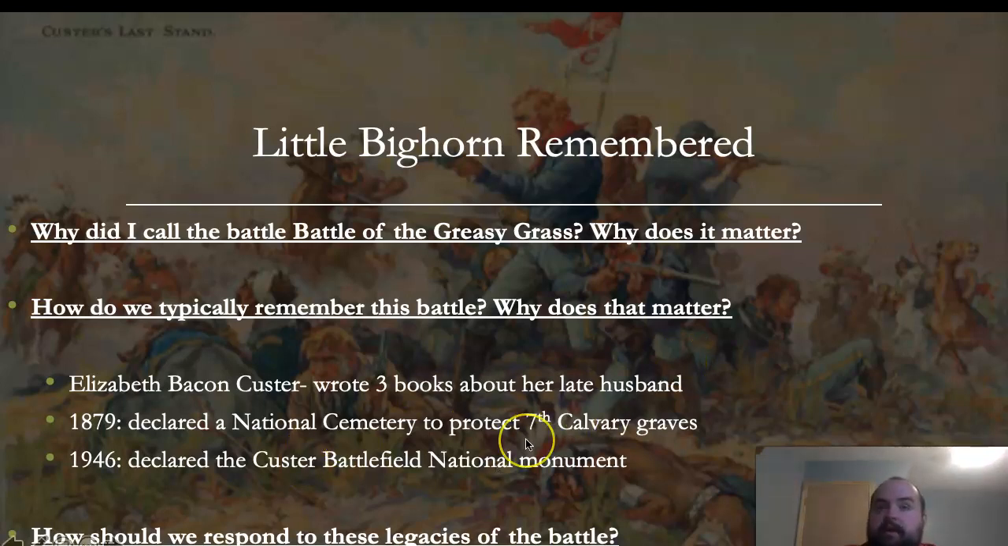So again, whatever your opinions on this battle, I think we can all agree that especially this last one is quite problematic. I won't go into much more detail about this, but do remember it is important to think about how we respond to these legacies of the battle, in a similar way to what we talked about with the Lost Cause last week. It's very important to remember how historical events are remembered and how they're analyzed.